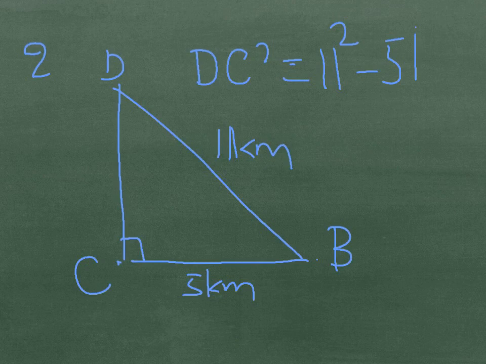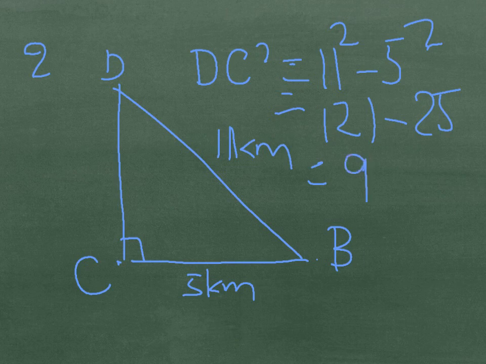I'll just fix that up. And we have 121 minus 25, and we get that DC squared is 96. So the exact value of DC is root 96, and we can leave it as that value unless you're otherwise told to round off to a certain number of decimals.